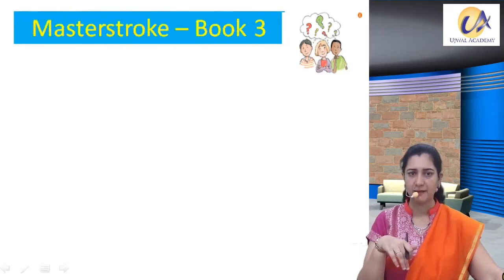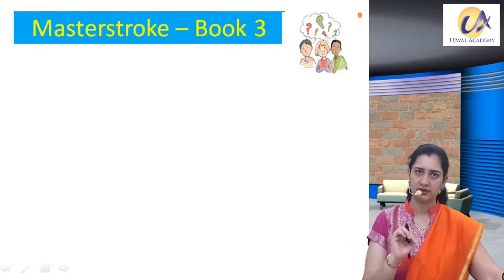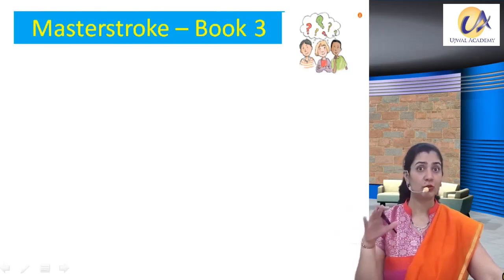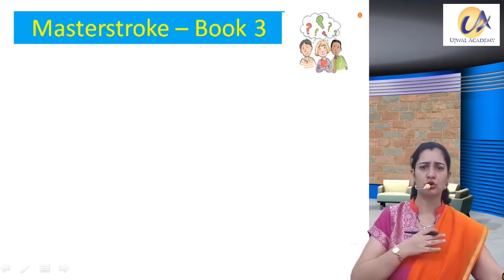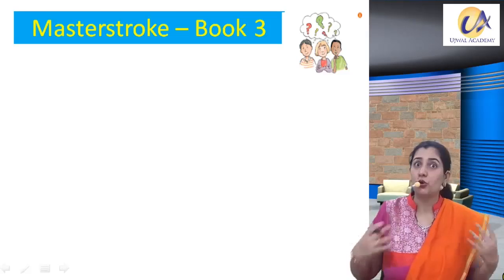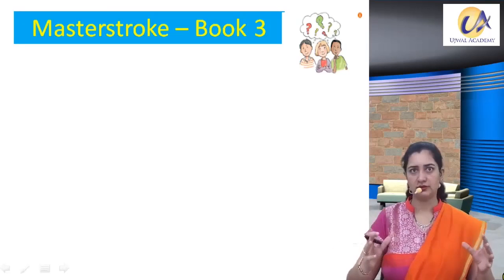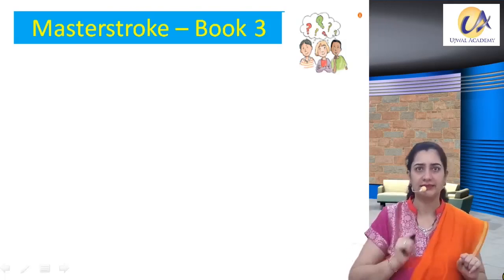The final Book number 3. Why do I call it master stroke? Because 1 and 2 everybody does. But the one who wants to score and who wants to do the best will also do Book number 3. My syllabus gets over in Book 1 and 2. If you ask me, my work gets over in 1 and 2. But you as a student, if you want to score the best, Book 3 is the key.